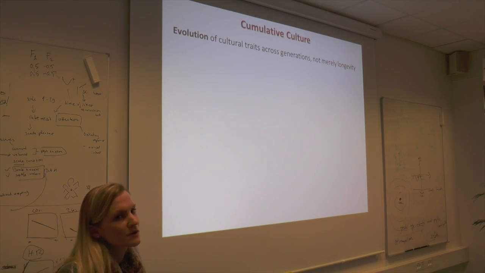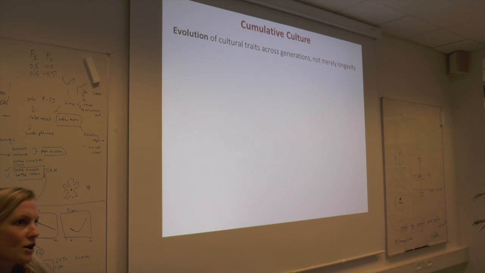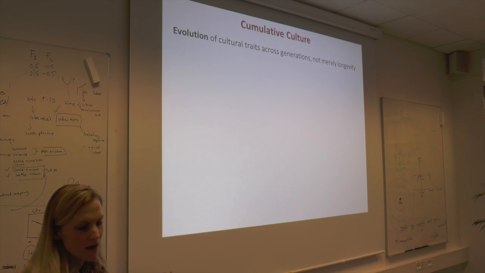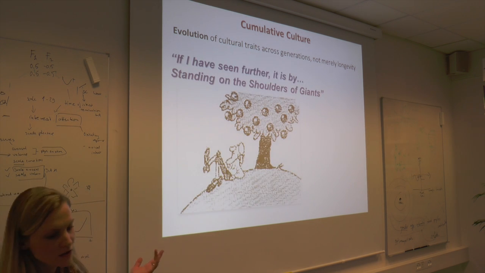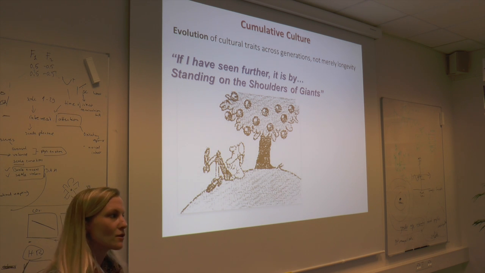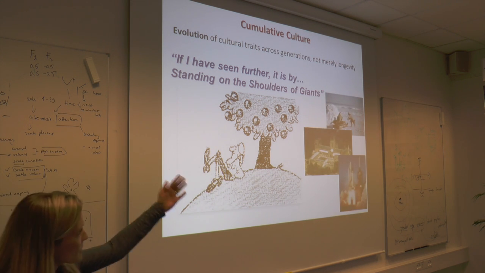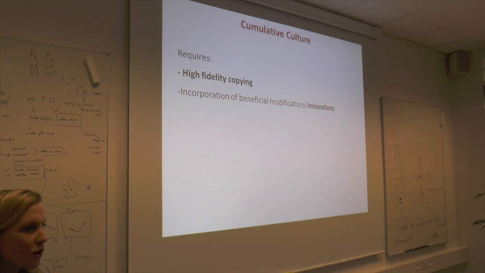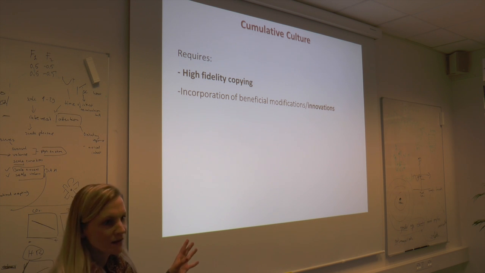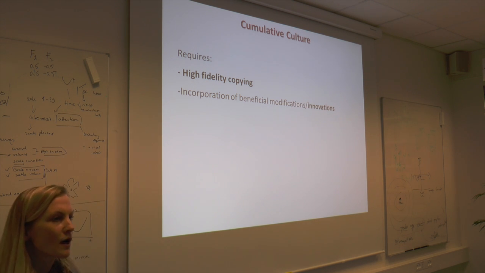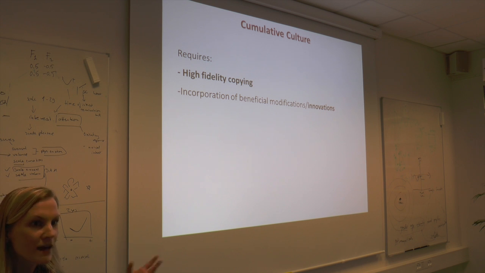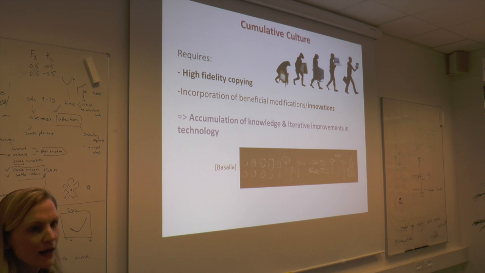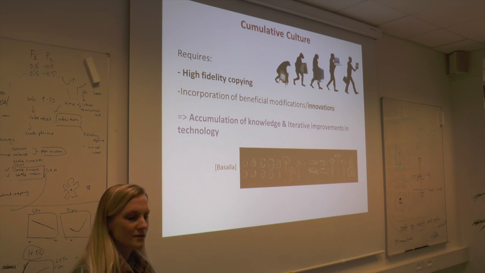But I'm focusing quite a bit on cumulative culture today, and this is not just to do with the longevity of traditions, but the fact that they ratchet up in complexity, as Christian explained earlier. So the famous quote by Isaac Newton, that if I have seen further, it's by standing on the shoulders of giants. And it allows us to do all these great things. So cumulative culture requires high fidelity copying. Some people might say imitation, but that's kind of controversial these days. But it also requires us to be able to take on board innovations or modifications to existing behavioural traits. And this allows the accumulation of knowledge and iterative improvements over time.